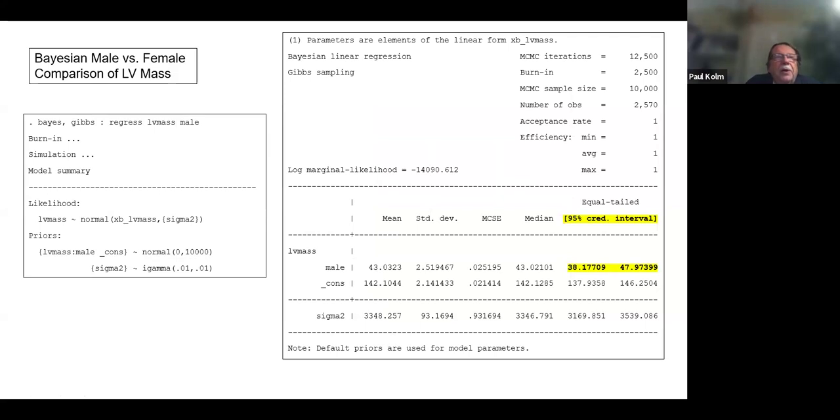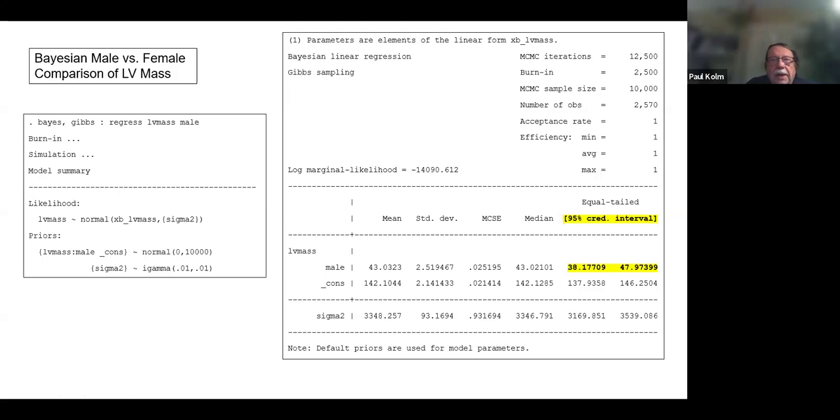So let's do another comparison here for left ventricular mass. Again, this is used as a marker for heart disease. And so we're going to start out with the same assumptions. We're going to compare males and females. And from the Bayesian perspective, we're going to assume a normal distribution with a mean of 0 and variance of 0.01. And so we're going to do the same thing. We're going to draw a Monte Carlo Markov chain 10,000 times.